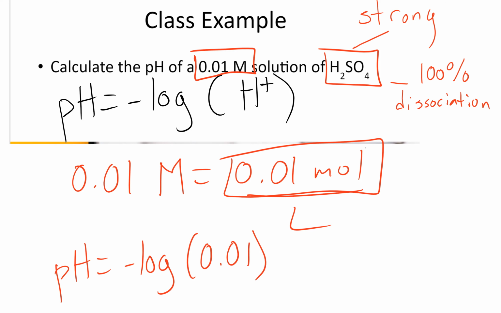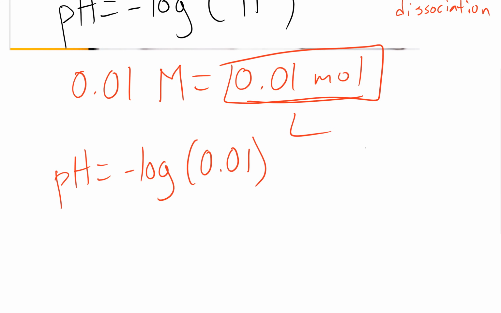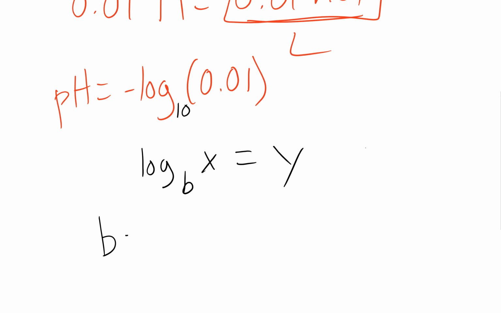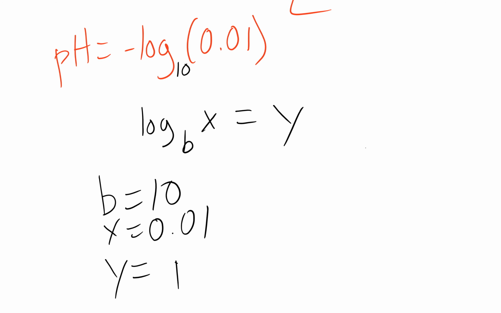We're going to do this again a couple of times, because you don't get it right now. It's okay. When they leave off the base, what is the B? 10. That's right. When they leave off the base, you can just draw it in as 10. Now this is the same thing as before: log base B of X is equal to Y, just with Y on the other side. What's B in this situation? What's X? 0.01. What's Y? It's pH, right?